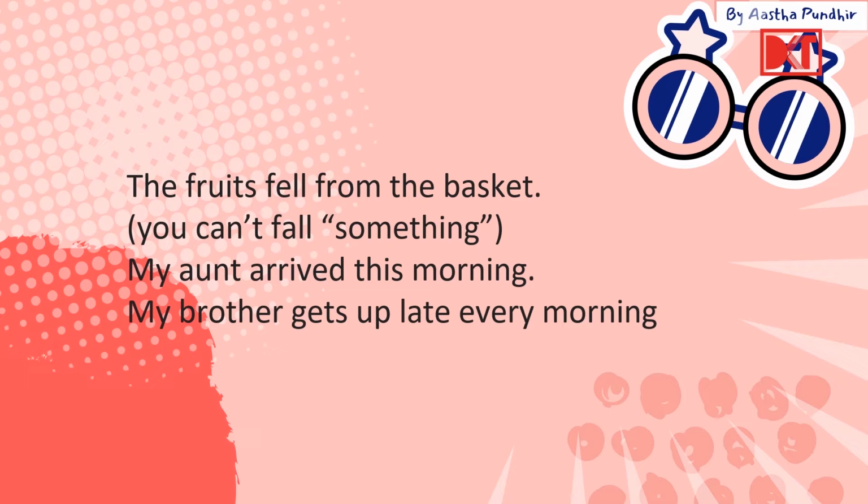Okay, so here, let's see. The fruits fell from the basket. Now the verb is fall, to fall. Here I've given you a hint. You can't fall something, right? There's this preposition used, fell from the basket. This is not an object. You cannot fall something. That's why this verb doesn't require an object, so it is an intransitive verb.